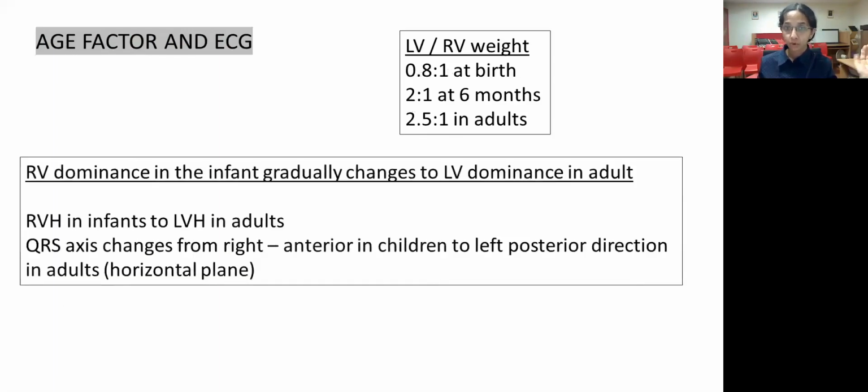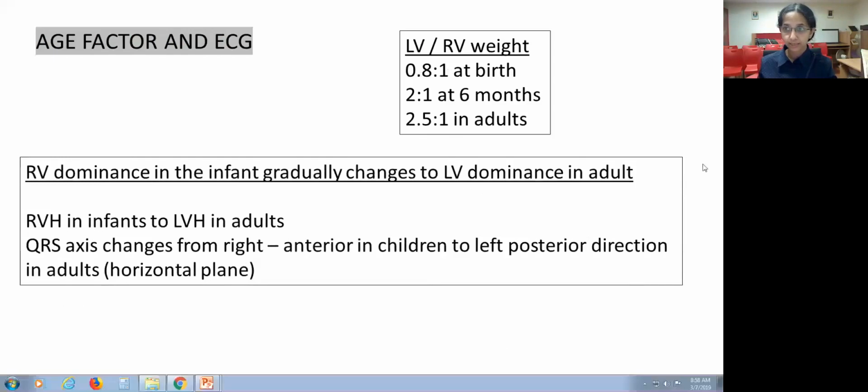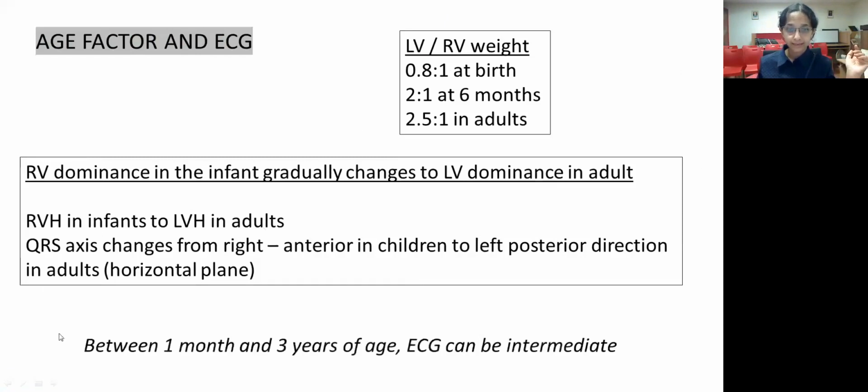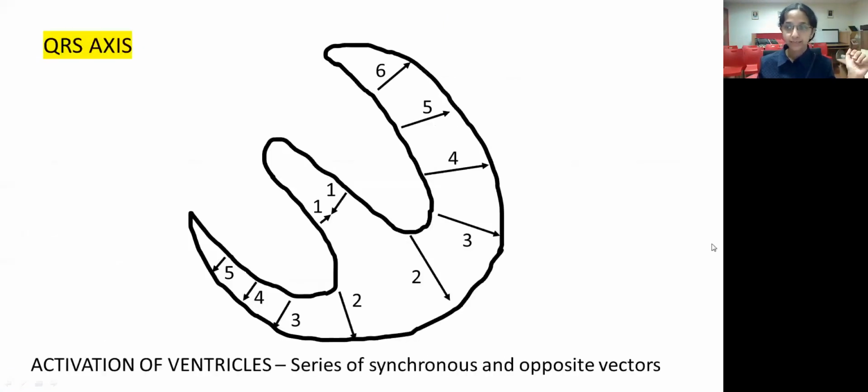This RV dominance of an infant gradually changes to LV dominance in an adult with a little variation at different ages, and along with that the QRS axis also changes. In a newborn it's rightward and anterior, and in an adult it is left and posterior. So as you see, the heart is a little more vertical and then the heart becomes a little more horizontal. Now this understanding, in between 1 month to 3 years, you can have an ECG which is in between. So let's see what we can understand for the QRS axis.